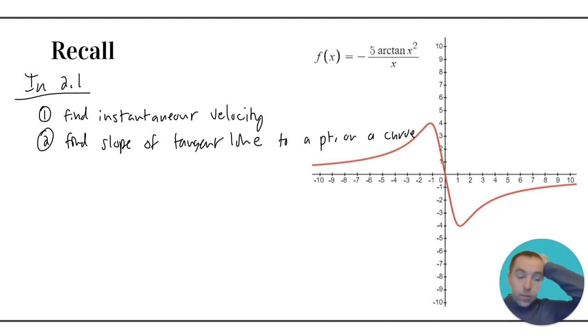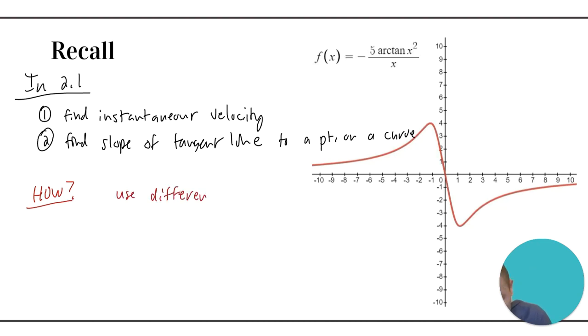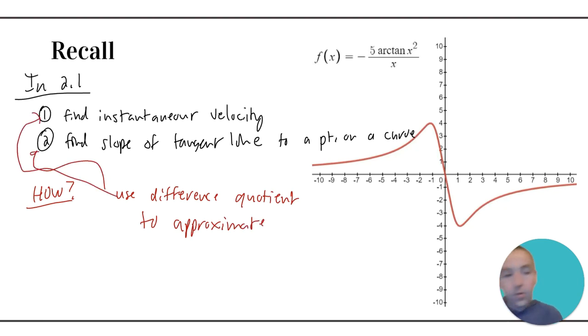And then the other big idea that I want to pull out from what we did in section 2.1 is that construction that we used to be able to determine both of those things. What we really did is we used the difference quotient to be able to approximate both of those things, in number 1 and number 2. Because in number 1 and number 2, we didn't find either of them directly right away. We were looking at patterns that were happening.